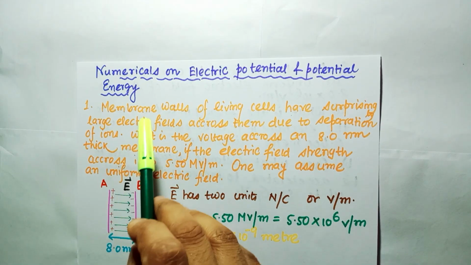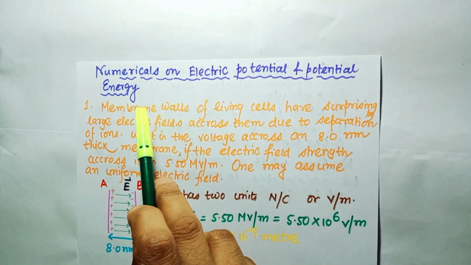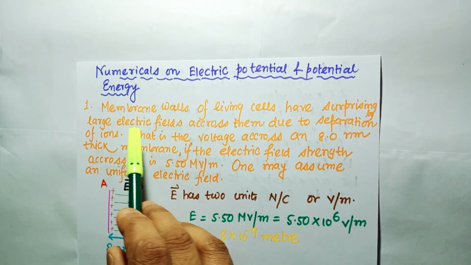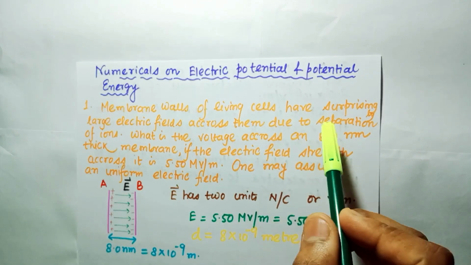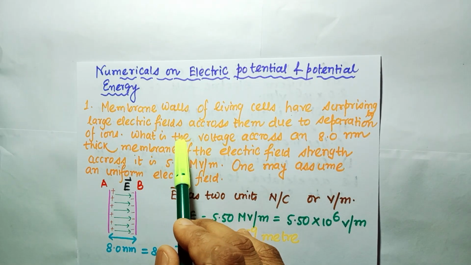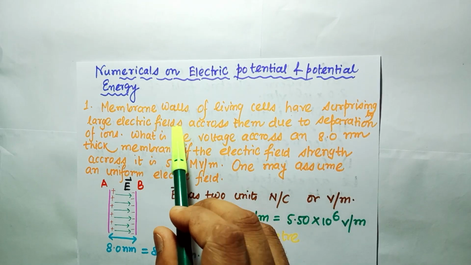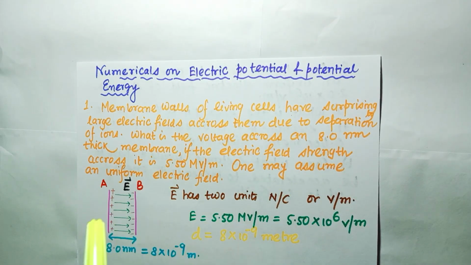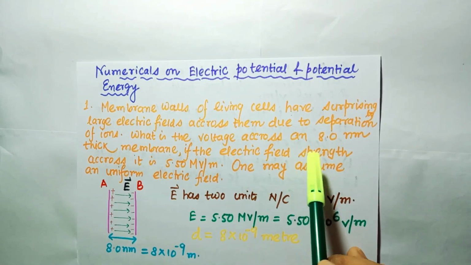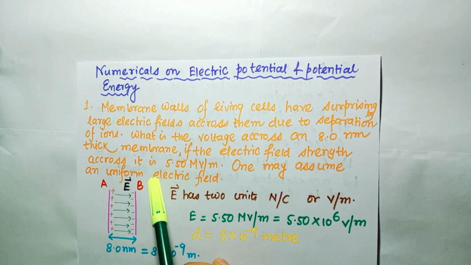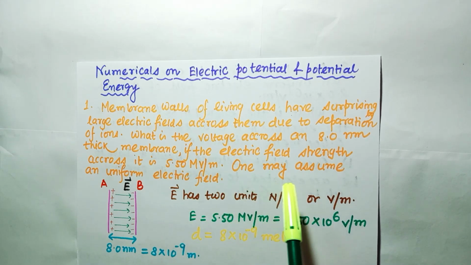So, numericals on electric potential and potential energy. Our first problem looks like this: membrane walls of living cells have surprisingly large electric fields across them due to separation of the ions. So the electric field is generated due to the separation of the ions. What is the voltage across an 8 nanometer thick membrane if the electric field strength across it is 5.50 megavolt per meter? One may assume that there is a uniform electric field.